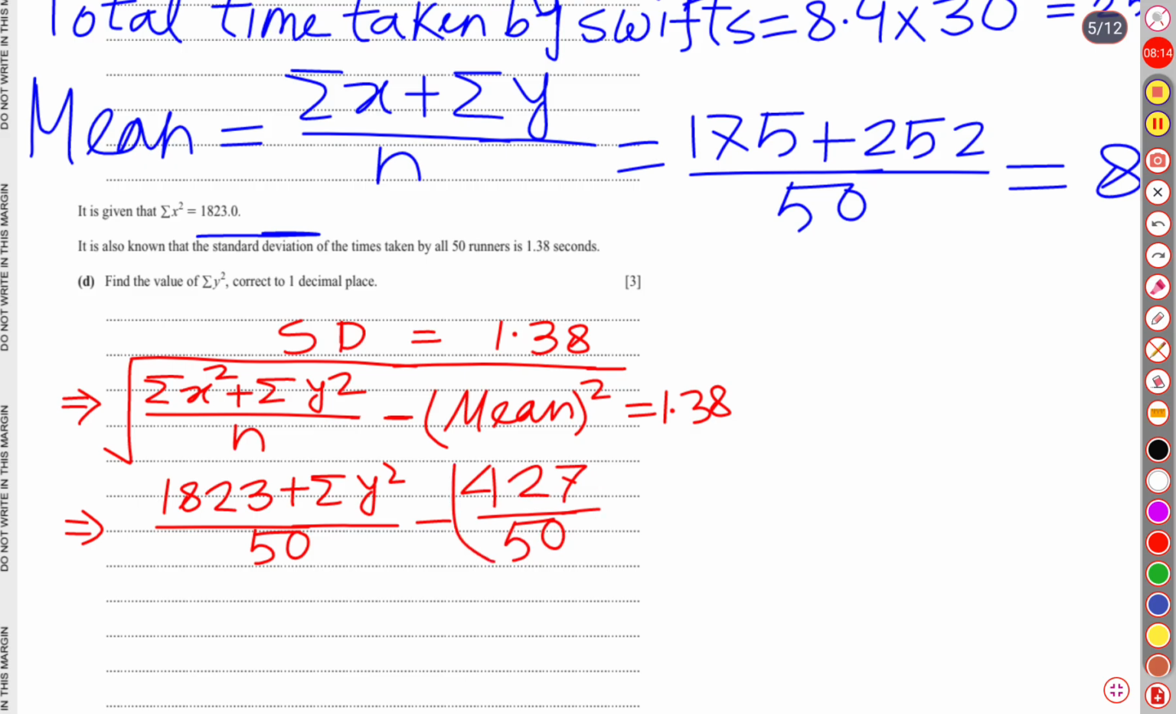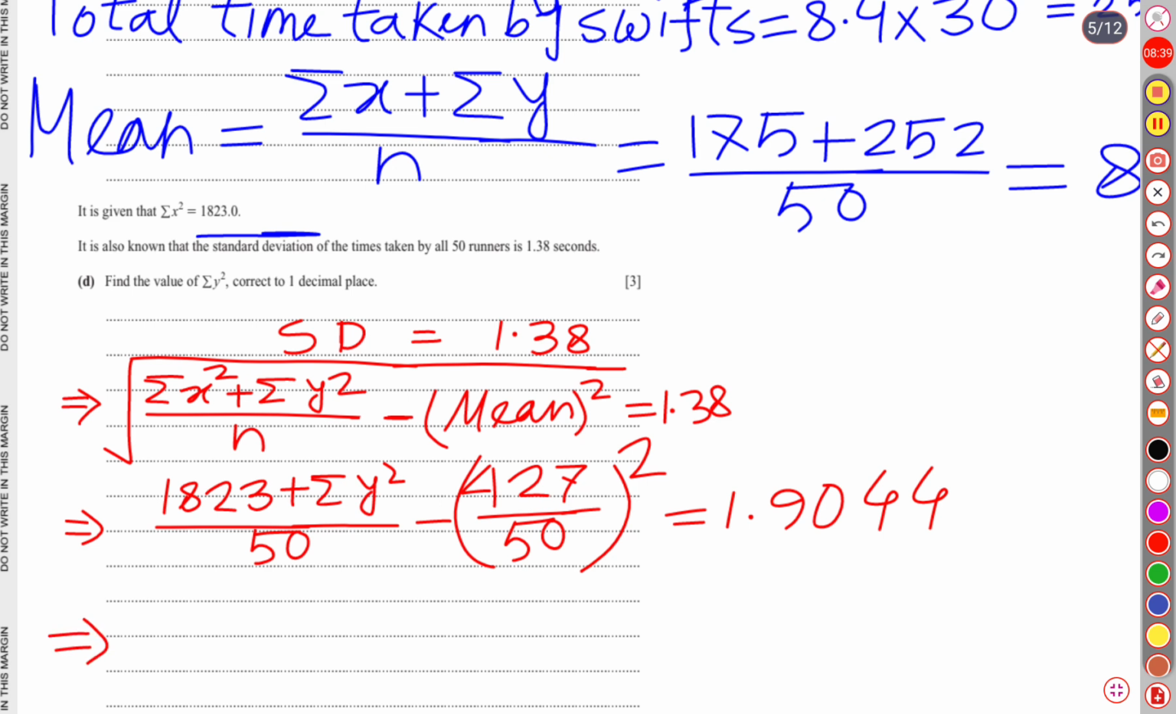Whole squared is equal to, and if we remove the square root from left to right, then it is going to be 1.38 square. So 1.38 square is 1.9044.